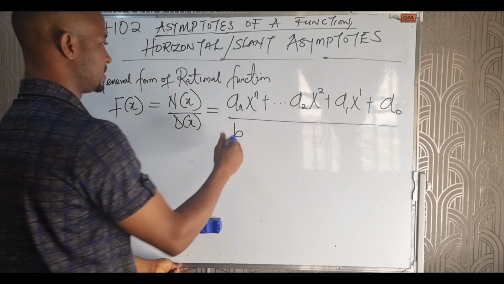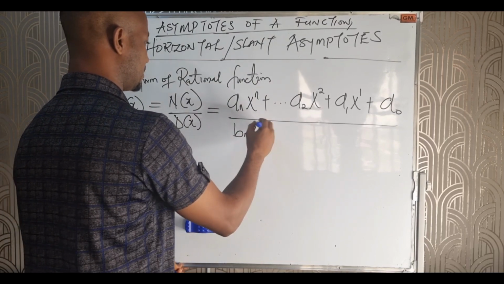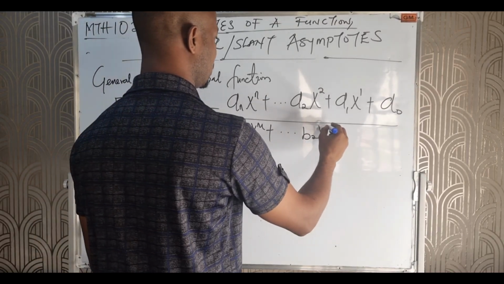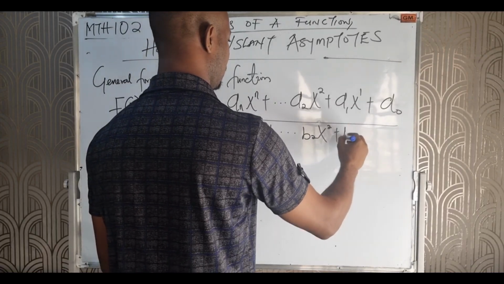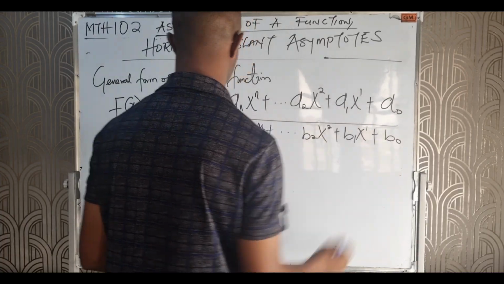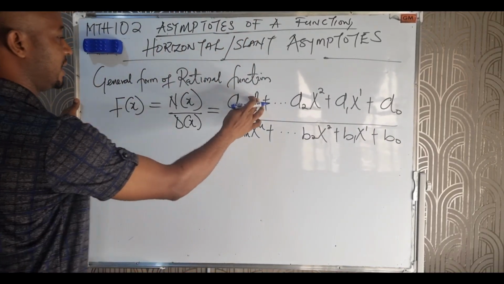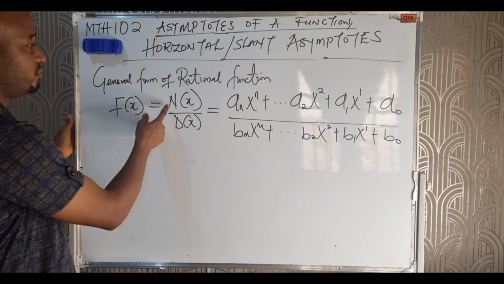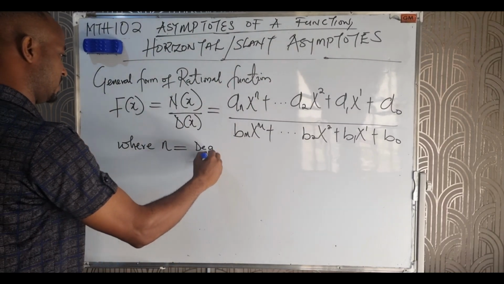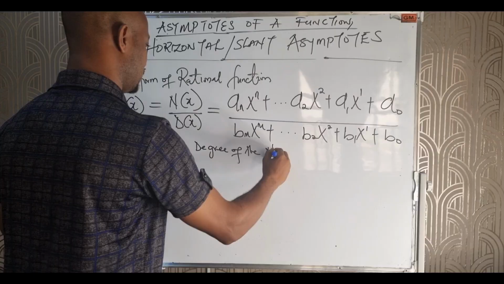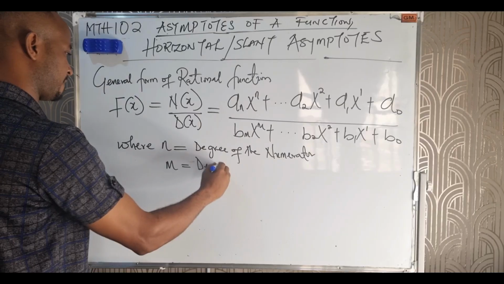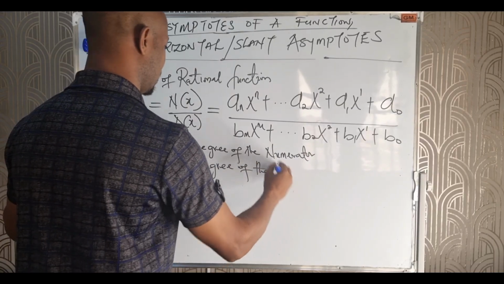let's use b to represent this, b_m x to the power of m plus dot dot dot plus b_2 x to the power of 2 plus b_1 x to the power of 1 plus b_0, where n represents the degree of the numerator, m represents the degree of the denominator.